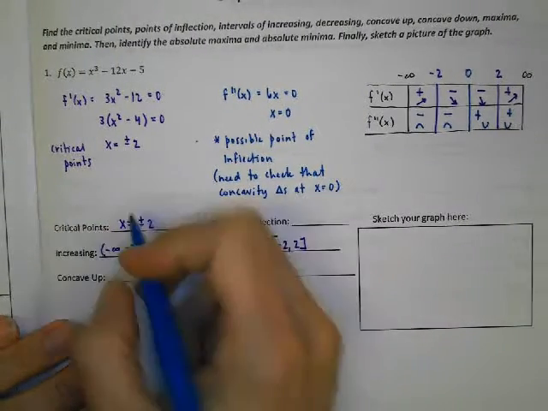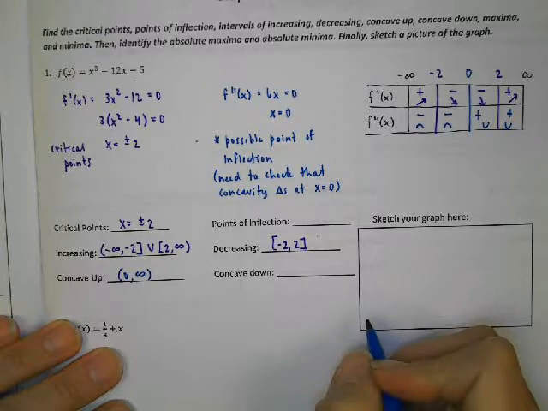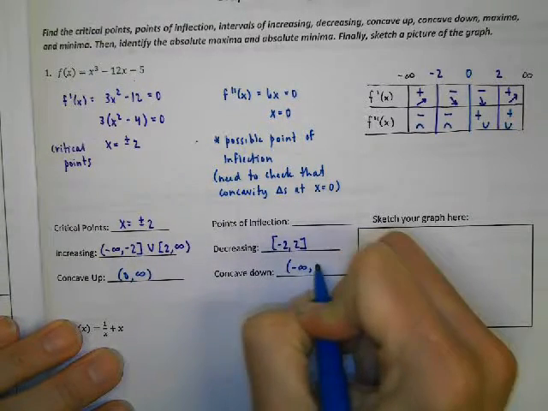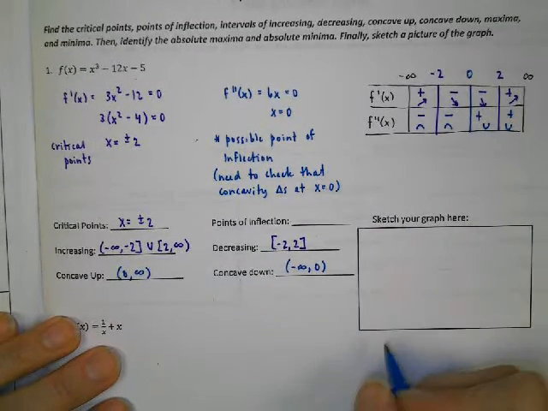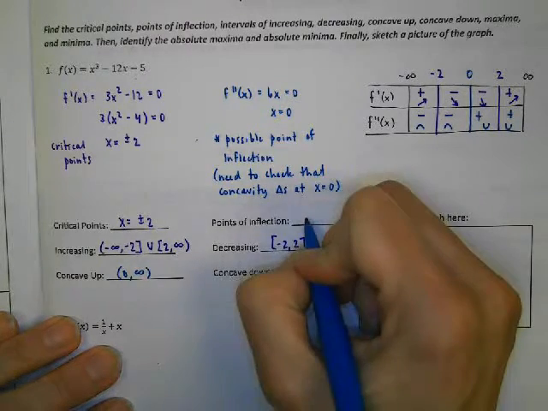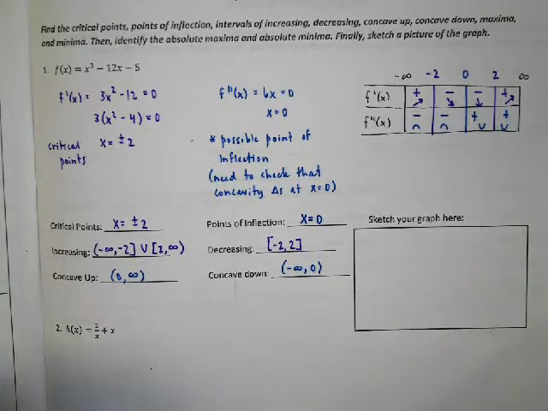So I am concave up from 0 to infinity, and I am concave down from negative infinity to 0. And now I can check: since my concavity did change at x equals 0, I can go ahead and say that x equals 0 is a point of inflection.